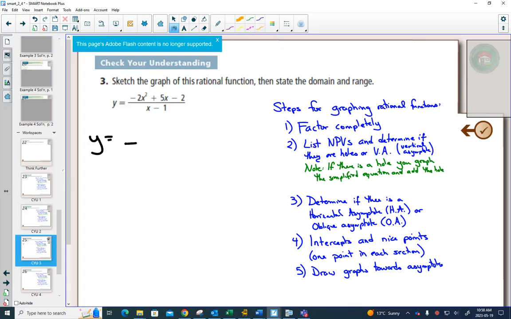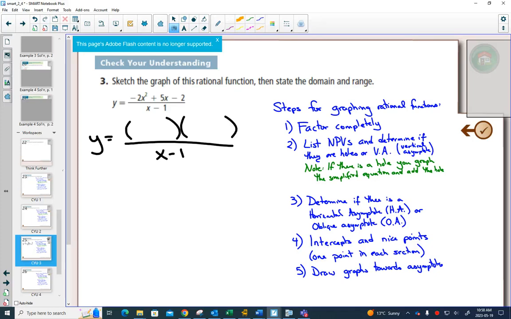And as always, we begin with factoring. Now, it could be that sometimes you get something like this and it doesn't factor. If it feels like it's not factoring, you could use the quadratic formula to check. And that quadratic formula would help you solve the x-intercepts.